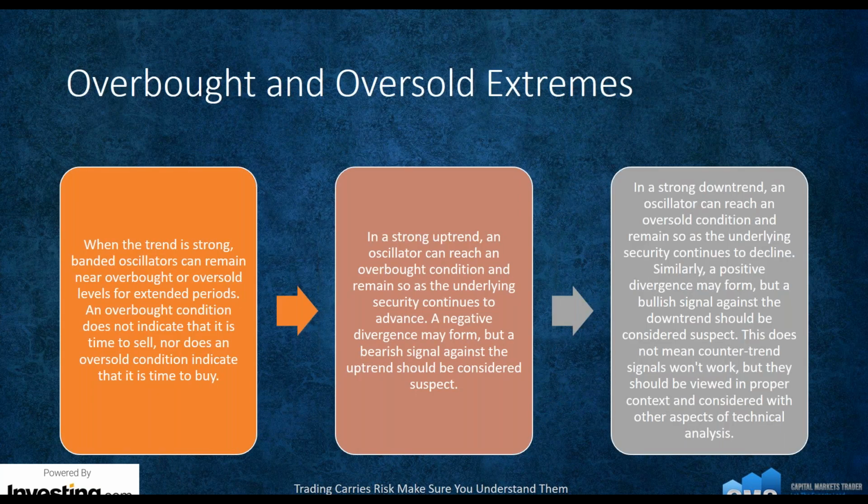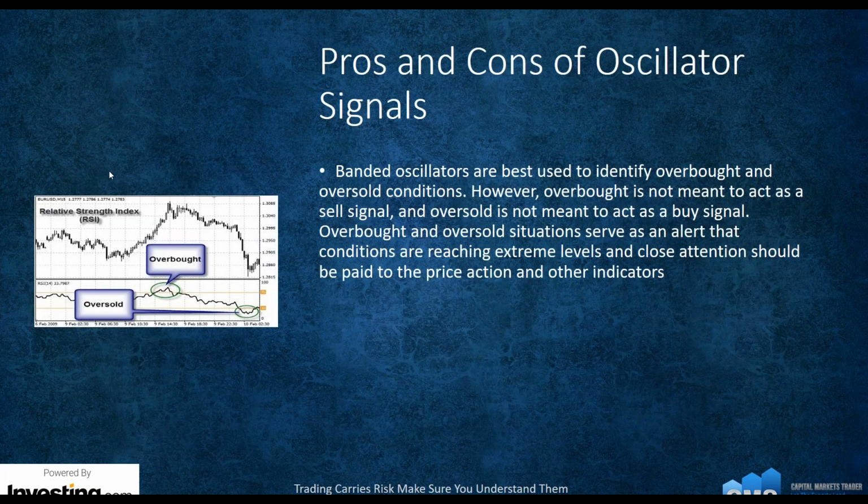So remember, when the trend is strong, banded oscillators can remain near overbought or oversold levels for extended periods. An overbought condition does not indicate that it is time to sell, nor does an oversold condition indicate that it is time to buy. In a strong uptrend, an oscillator can reach the overbought condition and remain so as the underlying security continues to advance. A negative divergence may form, but a bearish signal against the uptrend should be considered suspect. So remember that.